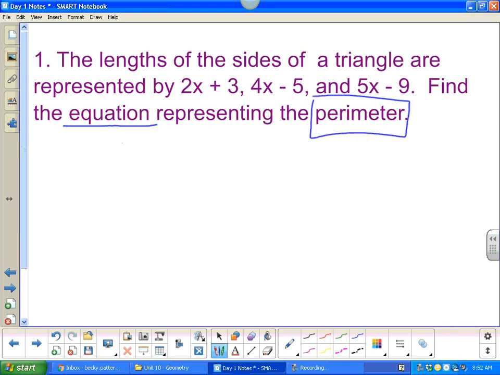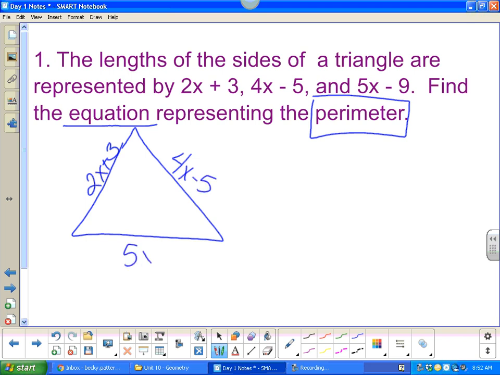perimeter. We have a triangle. One of the sides is 2x plus 3. One of the sides is 4x minus 5. And the other side is 5x minus 9. Now, perimeter, is that like a length times a width or a 1/2 base times height? Perimeter is just like if you were going to put a fence around this triangle, how much fence would you need? So you really just want to add all three sides together. So perimeter just means add all the sides up.